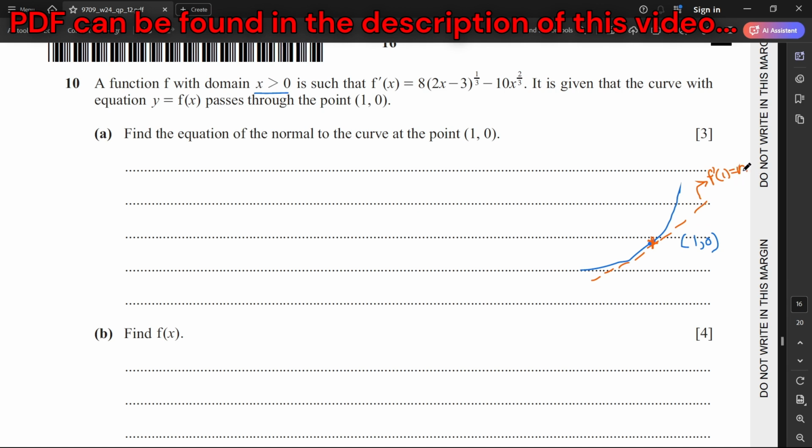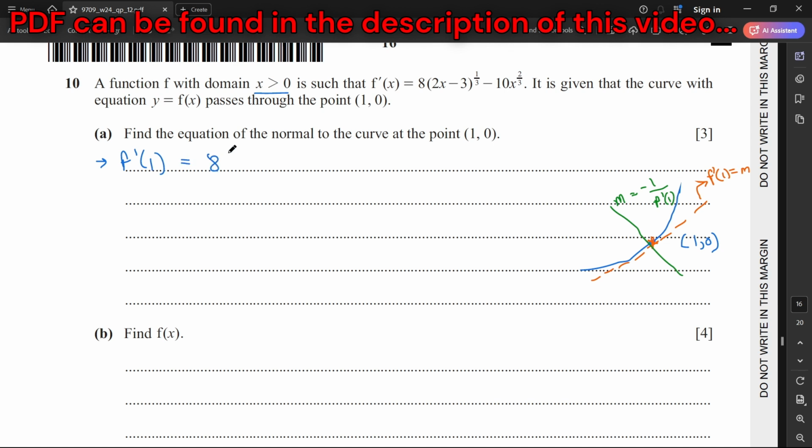But in this first part, if you notice, we are asked to find the equation of the normal. So what is the normal of this curve at point 1 comma 0? That normal line is the green line that I'll be drawing over here. So this is the line that we are asked to find. So to get this gradient, this will be equal to minus 1 by f dash of 1. So let's go ahead and find, first of all, what is f dash 1?